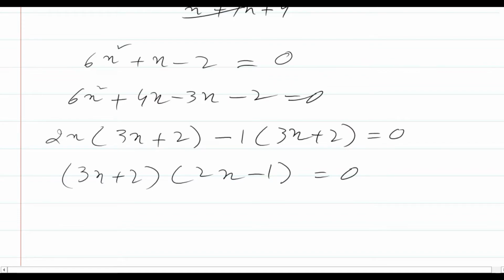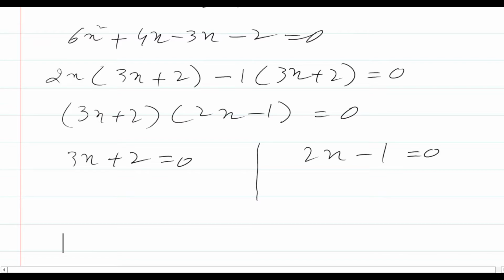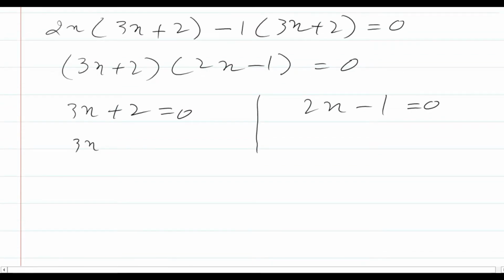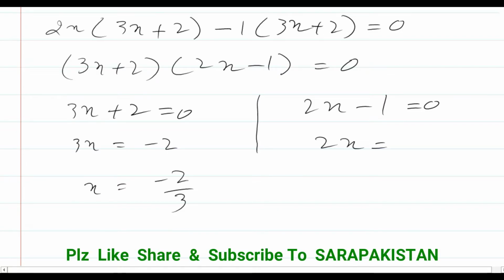Now either 3x plus 2 equal to 0 or 2x minus 1 equal to 0. On simplification, you will get 3x is equal to minus 2 and x equal to minus 2 over 3, and on the right side you will get 2x is equal to 1 and x is equal to 1 over 2. This is the solution for this part. Now we go for the next part.